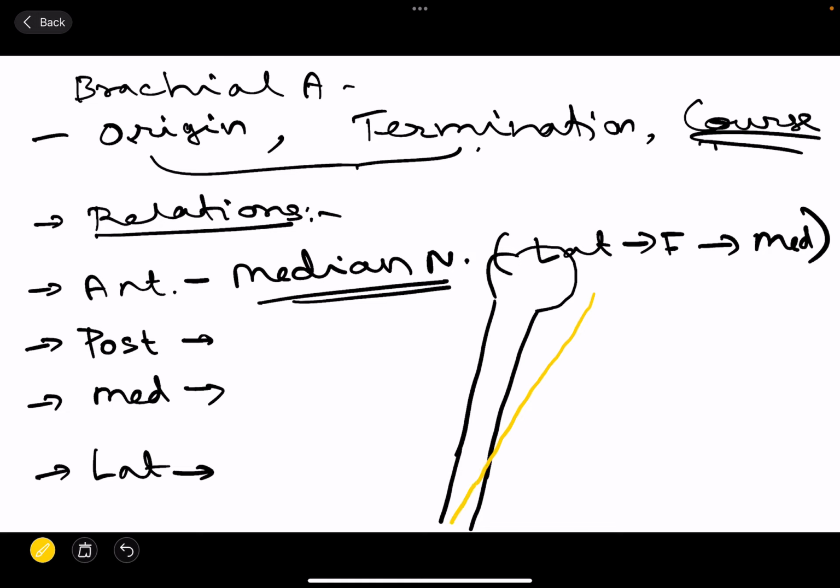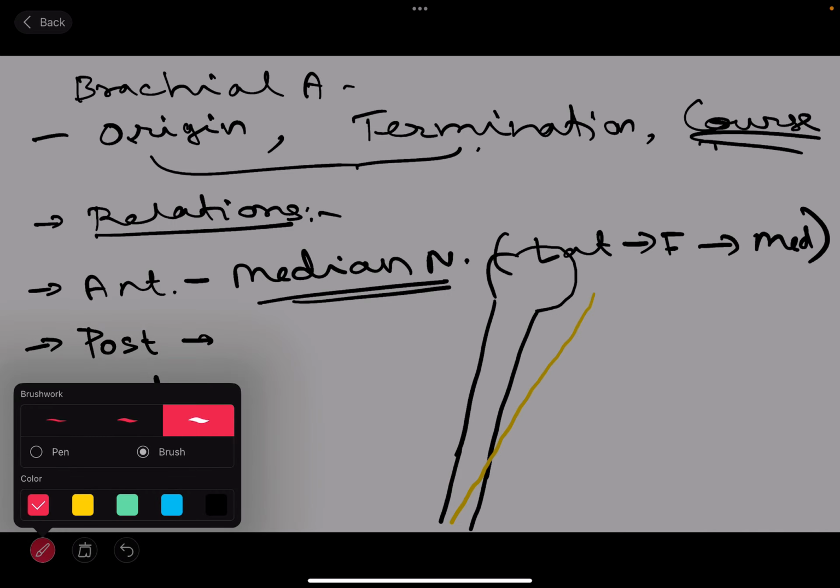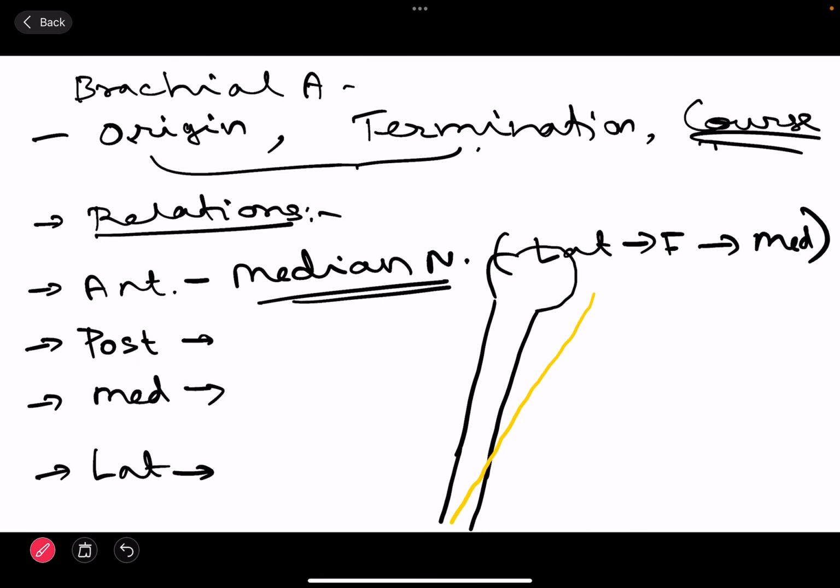We have the brachial artery also. So when we talk about the brachial artery, the brachial artery lies like this, and it is the median nerve that crosses it. Okay, this is not exactly the middle of the arm, so it actually should cross here. So let me redraw the brachial artery here.